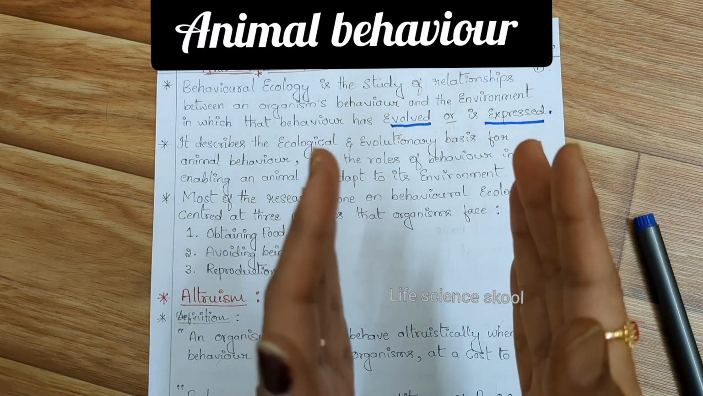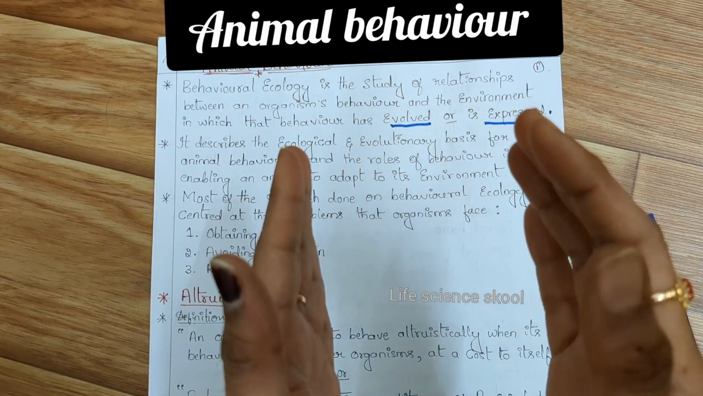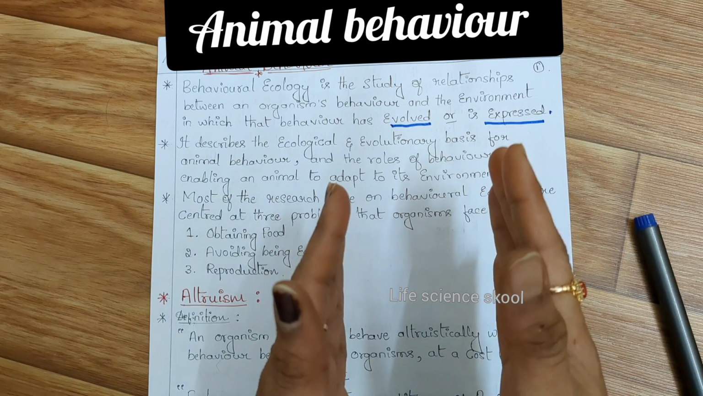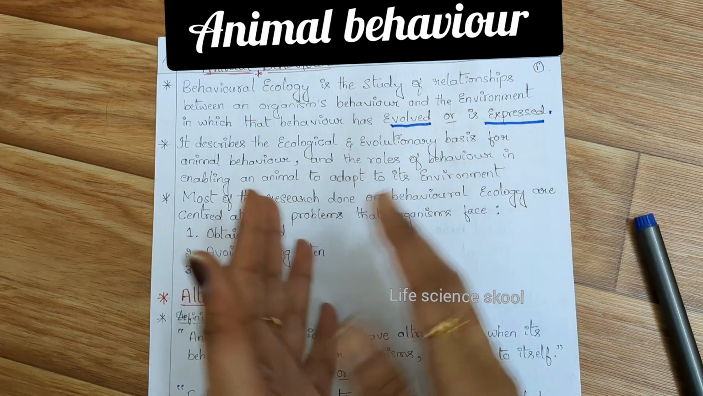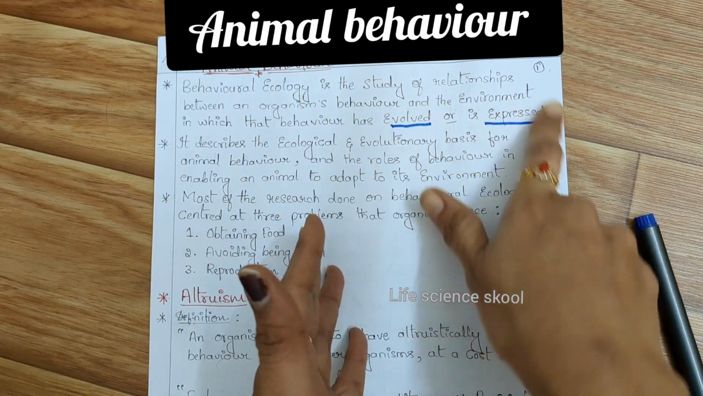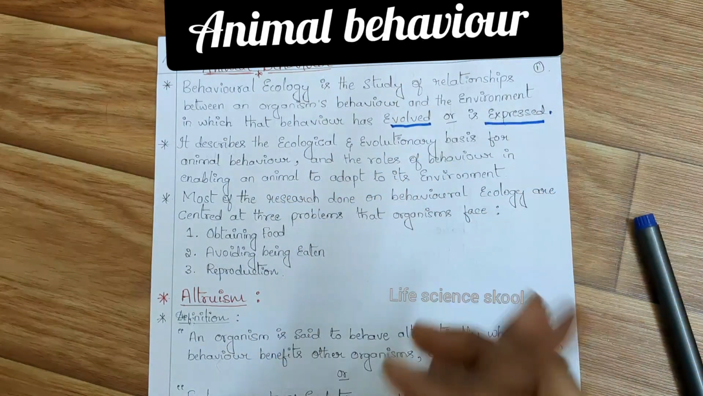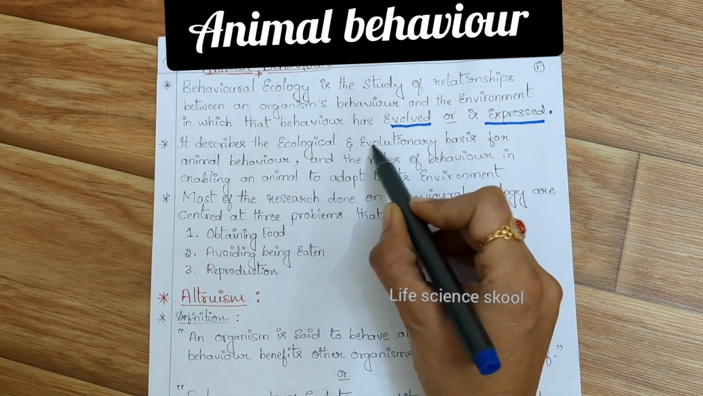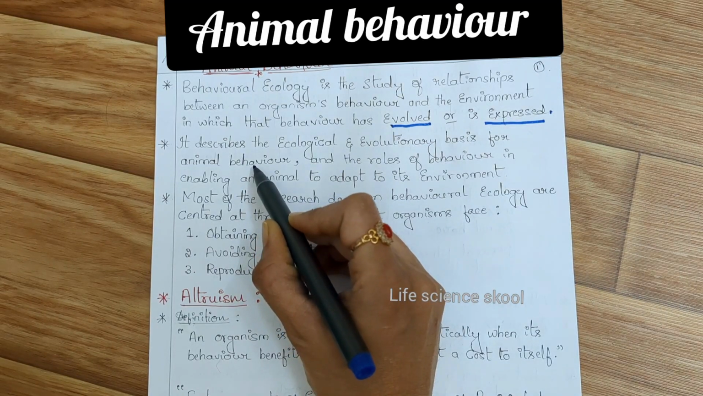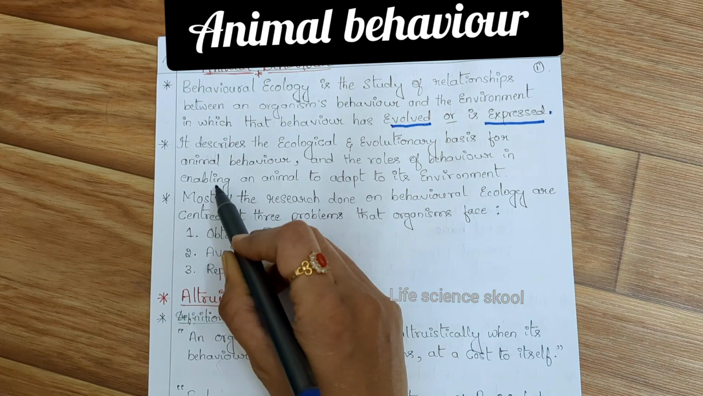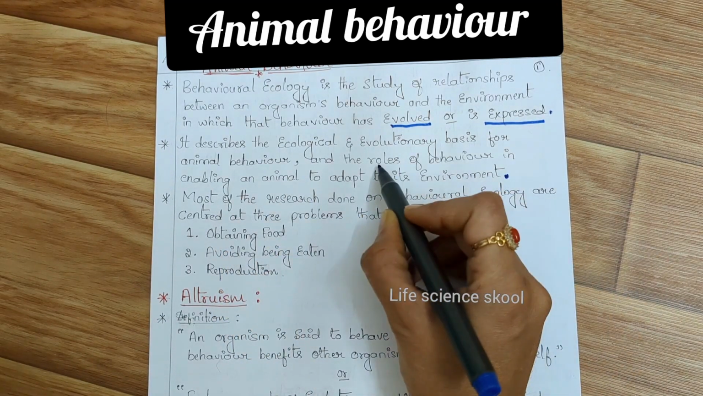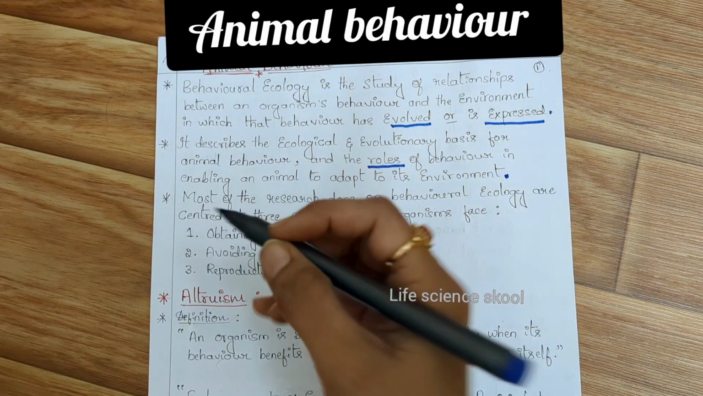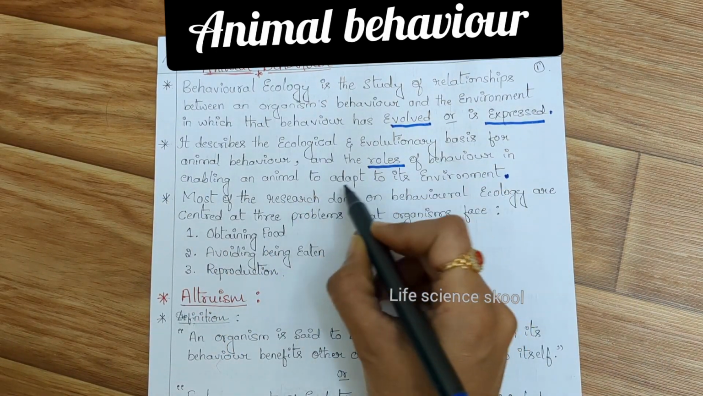So when you compare the behavior of the local person and the person moving from south to north, it is totally different. In comparison, we see how behavior differs, what kind of behavior it expresses, and how it evolved. All these things we study in behavioral ecology. It describes the ecological and evolutionary basis for animal behavior, and the roles of behavior in enabling an animal to adapt to its environment, and what actions it takes to adapt to that environment.